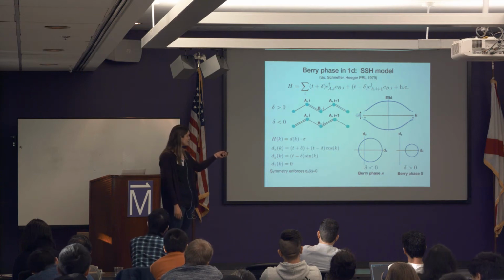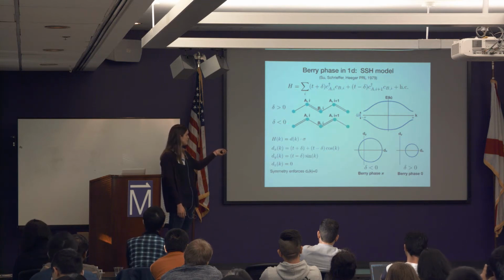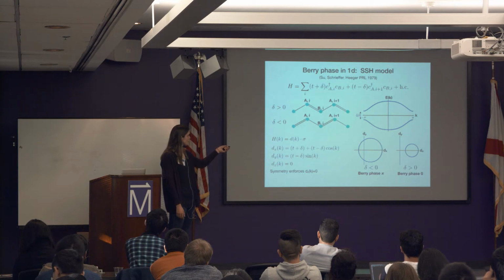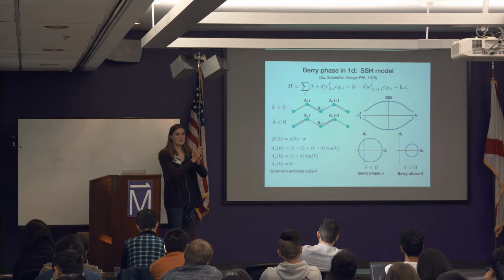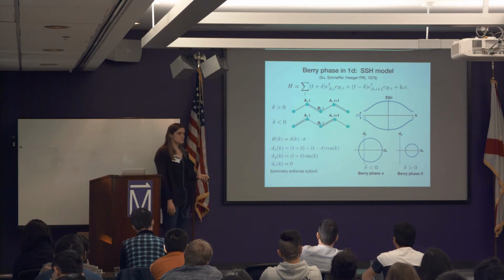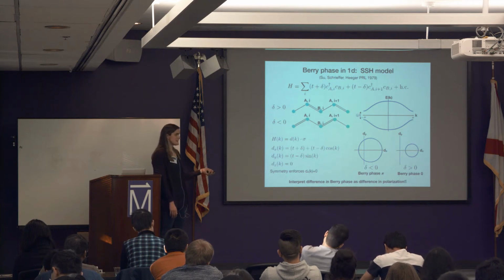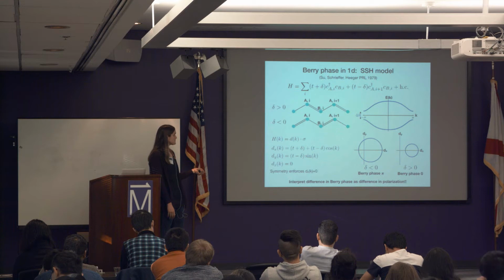And so we can think of this as, if we take this model, however the eigenstates look, and we compute the polarization wherever it is, as we change from this model to this model, so modulate delta, what we've done is shifted by half a unit cell. And so it makes sense that the polarization has changed by e over 2. So we can interpret this difference in Berry phase as a difference in polarization.